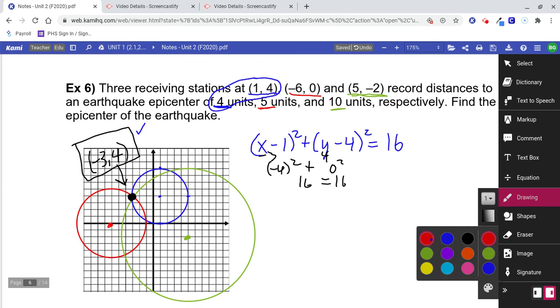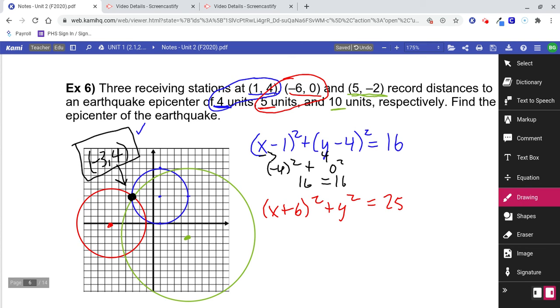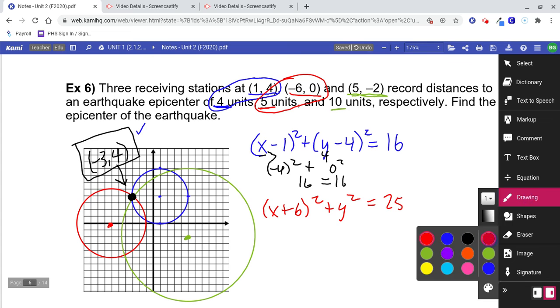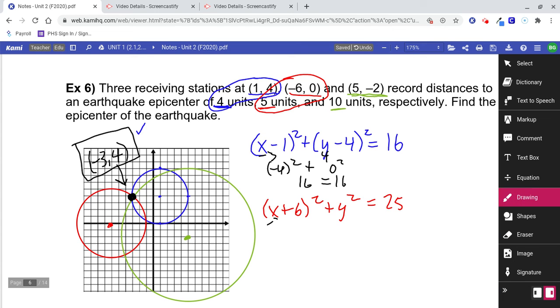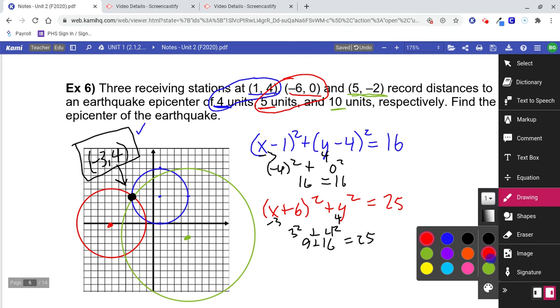Okay, well, let's try the red one. Same thing for the red one. You'd have a red equation, (x plus 6) squared plus y squared equals 5 squared, which is 25. And so let's take that point, (-3, 4), and see if it works. Well, -3 plus 6 is 3, squared, and then we'd have 4 squared. That's going to be 9 plus 16 equals 25. Okay, good. That works. So that means that that point is also on the red circle.